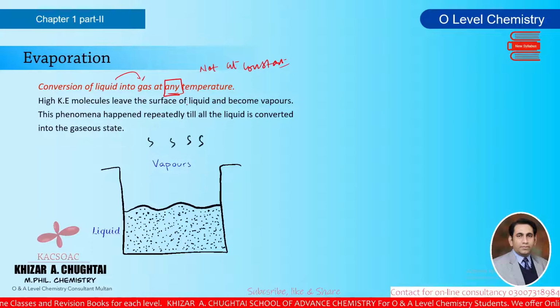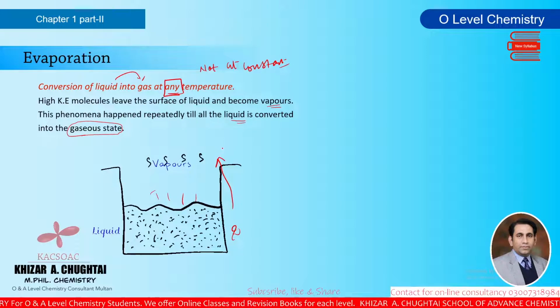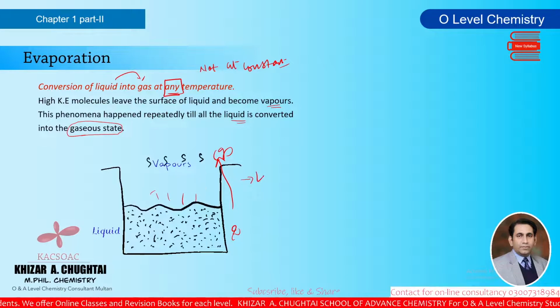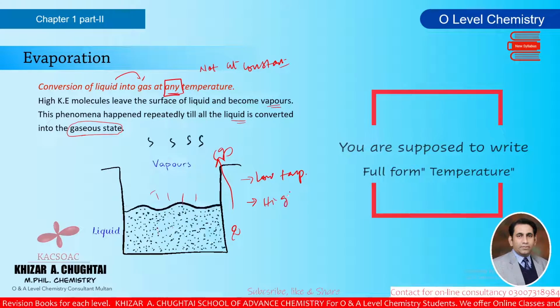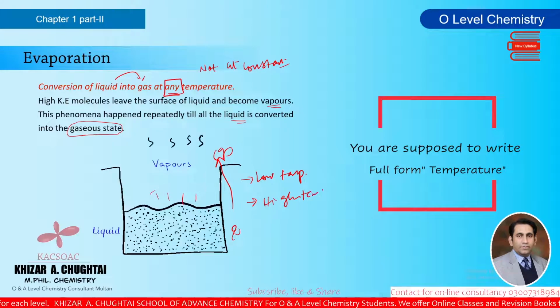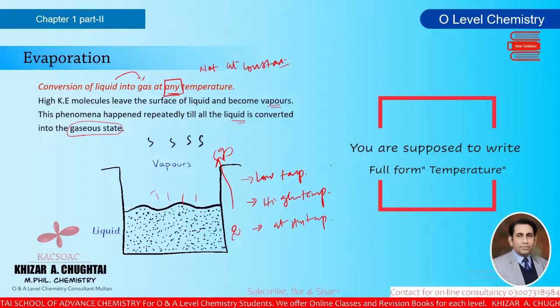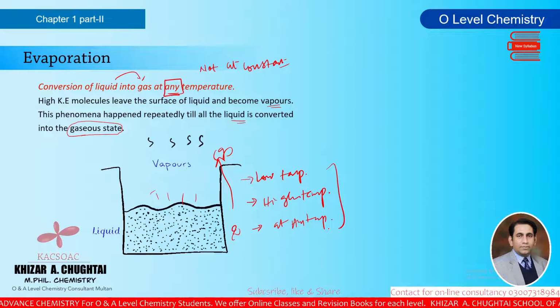High kinetic energy molecules leave the surface of the liquid and they change themselves into vapor. This phenomenon happens repeatedly till all the liquid is converted into the gaseous state. So this conversion of a liquid into the vapor state is said to be evaporation. It can happen at low temperature, it can happen at high temperature, it can happen at any temperature. This is the phenomenon of evaporation.